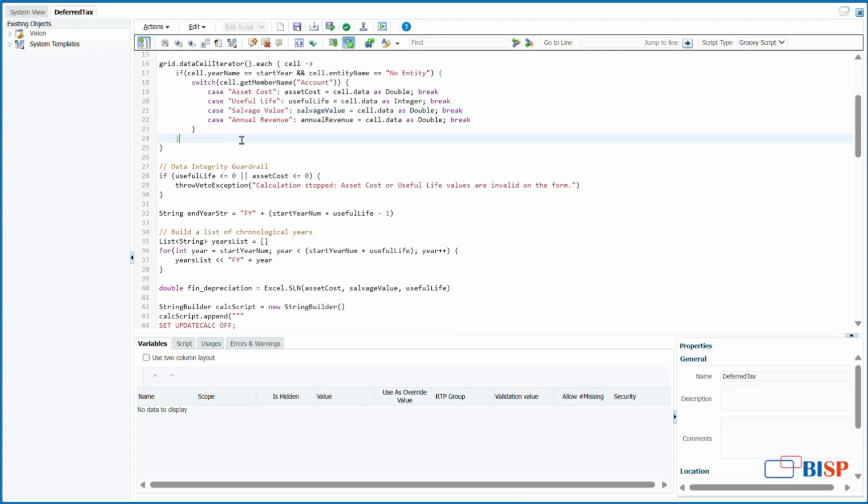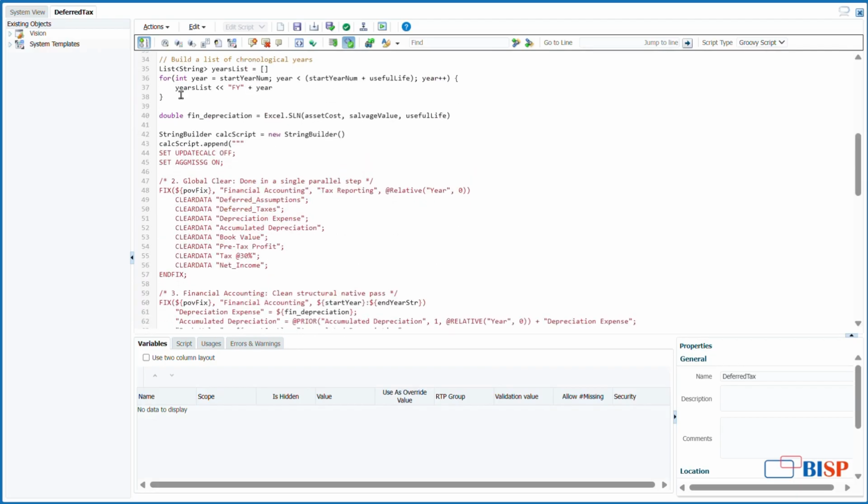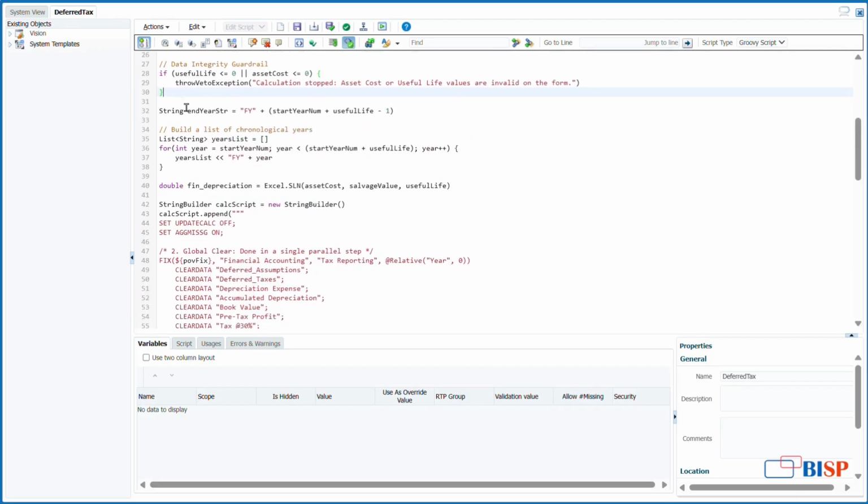Before performing any calculation, the script validates the input. For example, if the asset cost is 0 or the useful life is less than or equal to 0, the rule immediately stops execution. This prevents invalid calculations and avoids writing incorrect data into the cube. Adding validations like these is considered a best practice when developing Groovy Business Rules.